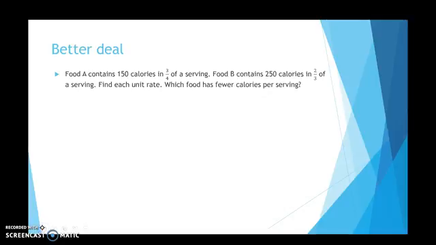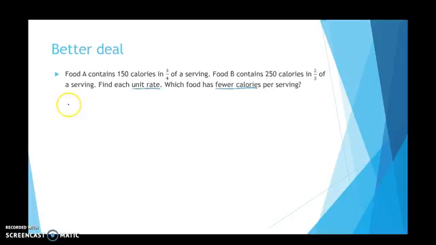So which is the better deal? So food A contains 150 calories and 3/4 of a serving. And I know I skipped a problem on your notes. Don't freak out. You can go back and do that if you have time. Anyways, so food A contains 150 calories in 3/4 of a serving. Food B contains 250 in 2/3 of a serving. Find each unit rate, which has fewer calories per serving?